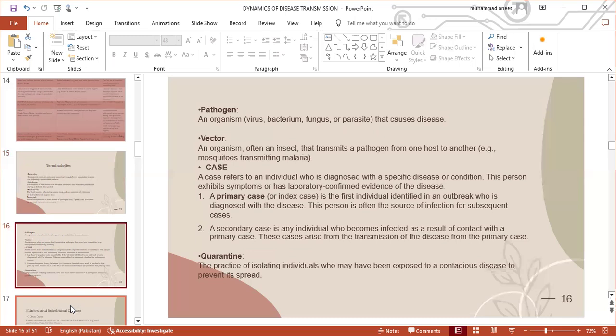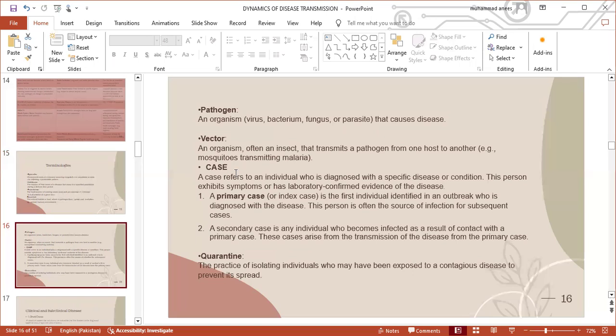Now, what is a pathogen? It is an organism like a virus, bacteria, fungus, or parasite that causes disease in a susceptible host. Vector: an organism, often an insect, that transmits a pathogen from one host to another. For example, mosquitoes transmit malaria.